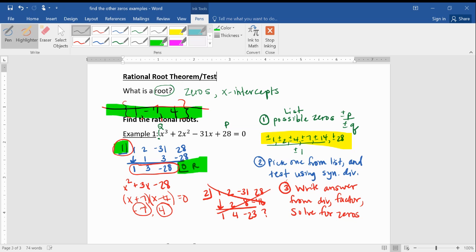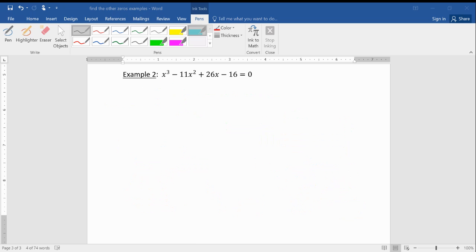All right, so one more problem. I've got another one. I'm trying to get it to pull up. Word is not being my friend right now. Okay, I got it working now.